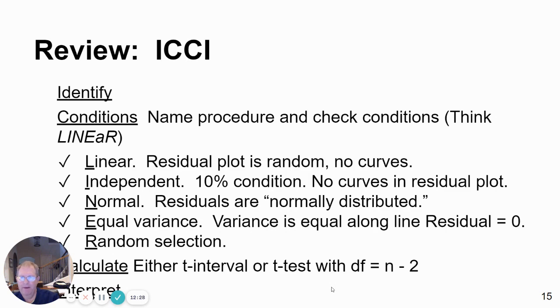And here I have the requirements of the ICCI for questions in this unit. I want you to name the procedure and check the conditions. We have the linear condition, independent condition, normal condition, equal variance or equal standard deviation, and random selection. So that basically is everything you need to know for chapters 3 and 12.